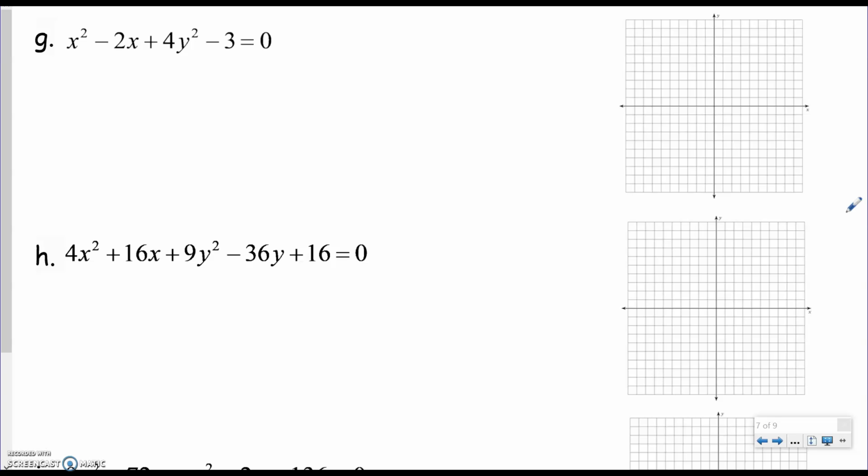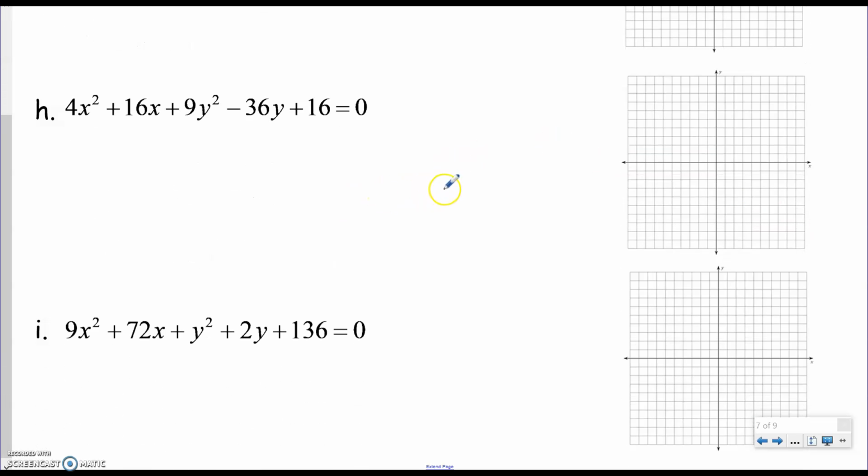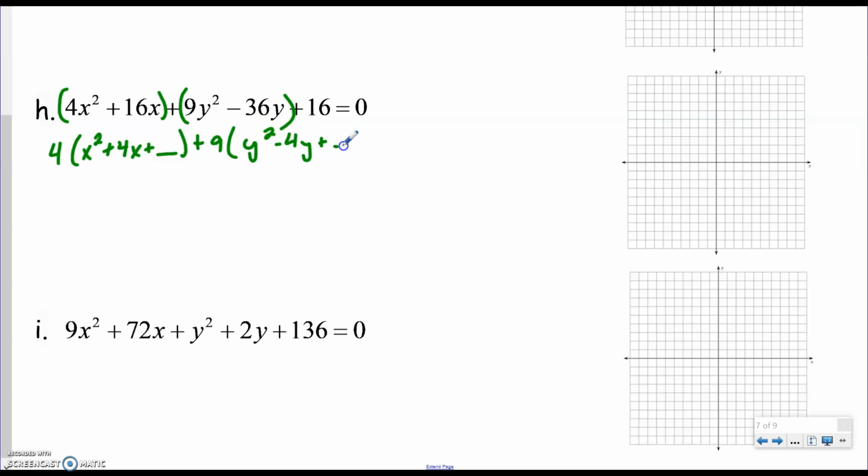I'm going to focus on H. Notice this is in general form, and I cannot graph this until I change it to standard form. Makes it easier. So before I do that, group this. I have x's here, and I have y's there. So I'm going to take out a 4 because I cannot have a leading coefficient when I complete the square. And for the second one, I'm going to take out a 9 because I cannot have a leading coefficient when I do that there.